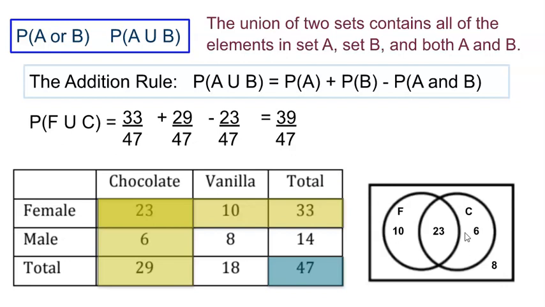Let's take a look at this Venn diagram. Here in the Venn diagram, if we want female or chocolate, then we're taking this union, so we're counting everything that is now highlighted yellow. So we want these 10 plus these 23 who chose both, plus these 6 who chose chocolate and are male. So if we add 10 plus 23 plus 6, we'll get our 39 out of 47.